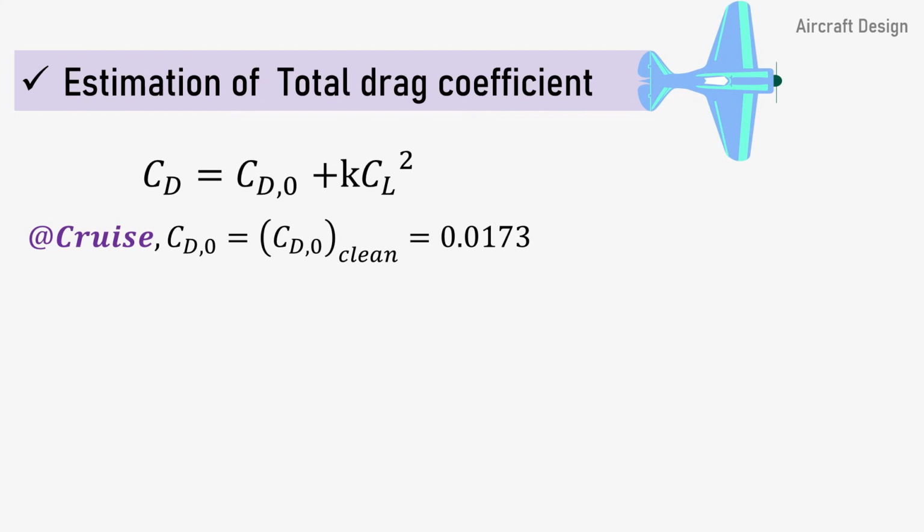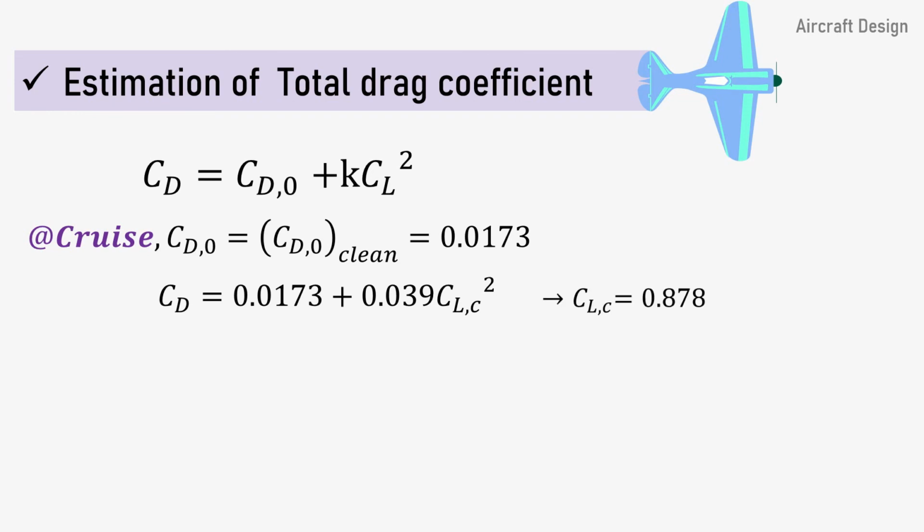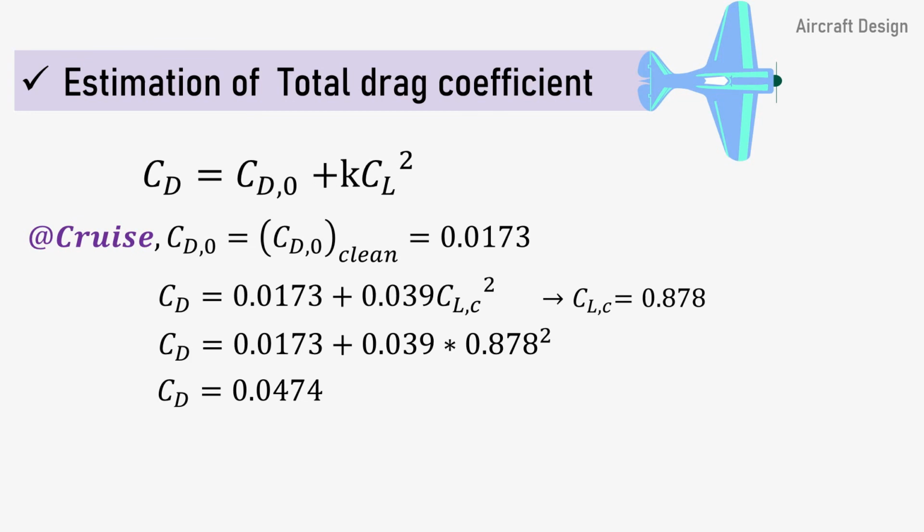C_D0 for the cruise equals C_D clean, so C_D clean is about 0.0173. Now we get the drag polar equation as C_D equals 0.0173 plus 0.039 of C_L squared. Now C_L at cruise we have already found in the wing design, which is 0.89878. Substituting the value here, we get that C_D, the total drag coefficient at cruise condition, is 0.0474.